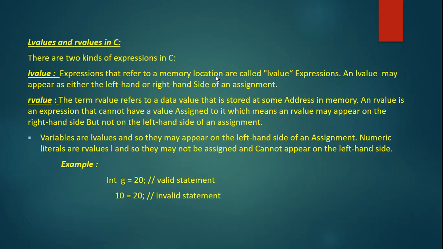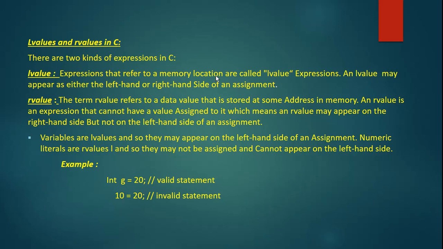Next, R values are those that are data values. They appear only on the right-hand side of an assignment. That's why they are called R value expressions. While considering these two expressions, variables are always L values, so they may appear on either the left-hand side or right-hand side of an assignment, depending upon their usage in the program. Numerical literals are R values, which are always on the right-hand side of the expression, so they can't appear on the left-hand side.